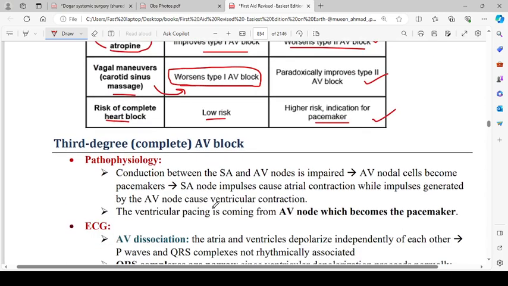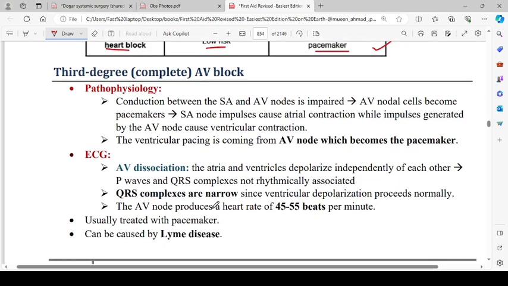In third degree AV block, the pathophysiology is that the conduction between the SA node and the AV node is impaired, and the AV nodal cells become the pacemaker.